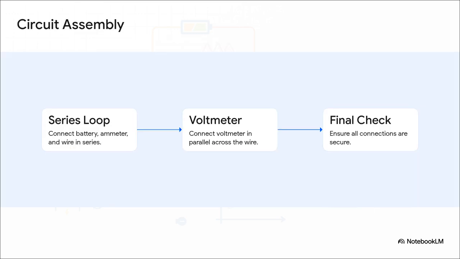And here is the bit you absolutely have to get right. The ammeter has to be in the main loop of the circuit. That's what we call in series, so it can measure all the current flowing through. But the voltmeter, that's different. It goes in parallel, so it's bridging across the component you're testing. Seriously, burn this into your brain. Ammeter in series, voltmeter in parallel. It's a classic exam question for a reason.